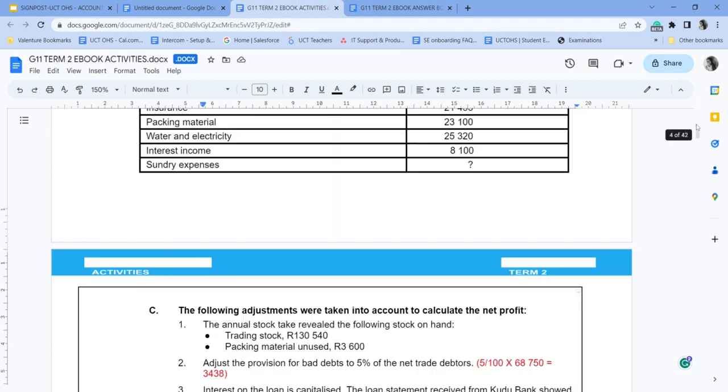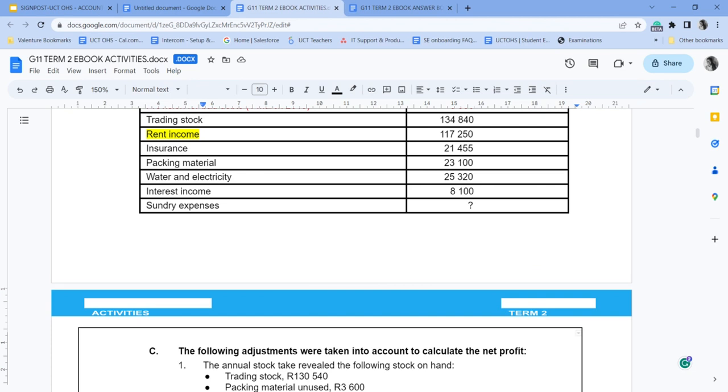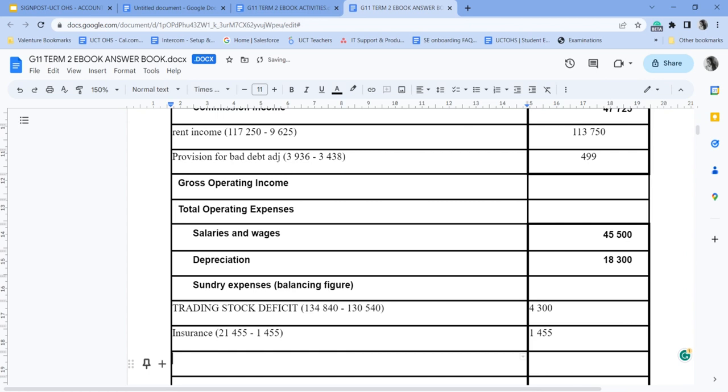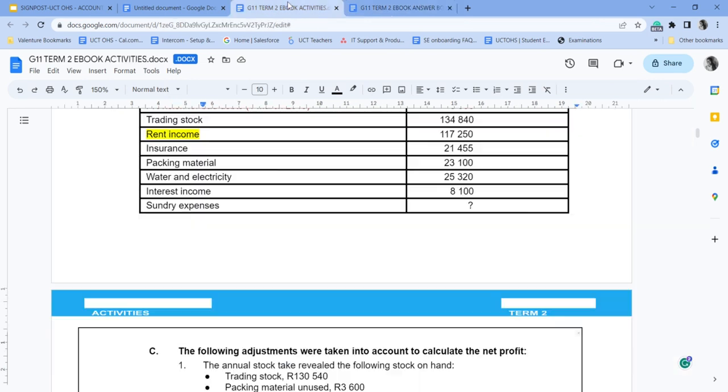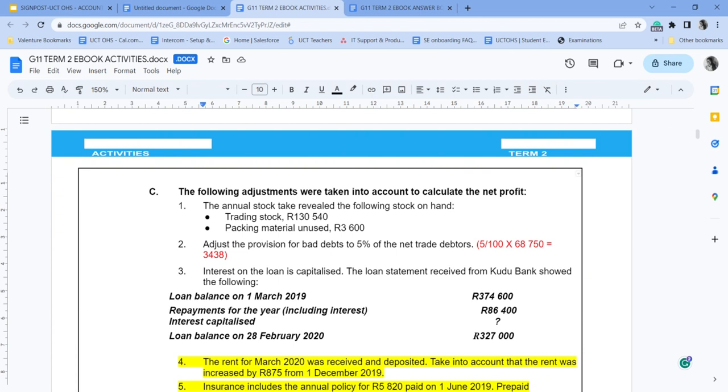Okay, I'm scrolling up here. The next thing now is packaging material, 23,100. Is there additional information? You see the process that I'm applying: every time I put it, I ask myself the question, is there additional information? And then I go straight to the additional information. Find a rhythm or a strategy that works for you, and then just keep it going. Okay, packaging material.